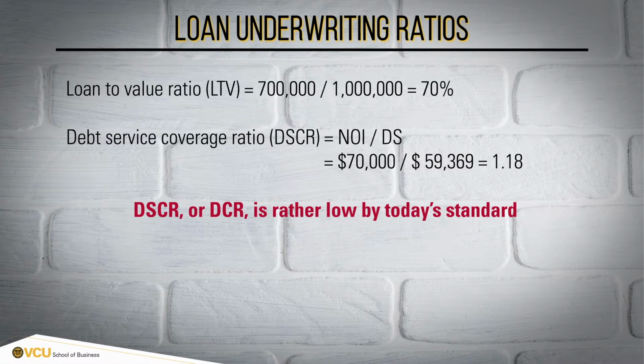As you can see, 70 over 59 gives you a 1.18 debt service coverage ratio. That is typically considered relatively low by today's standards. It'd be very difficult to get the bank to loan you money for anything less than 1.20, and the vast majority of the loans today have DSCRs of 1.25 or better. But we'll press on with our example.